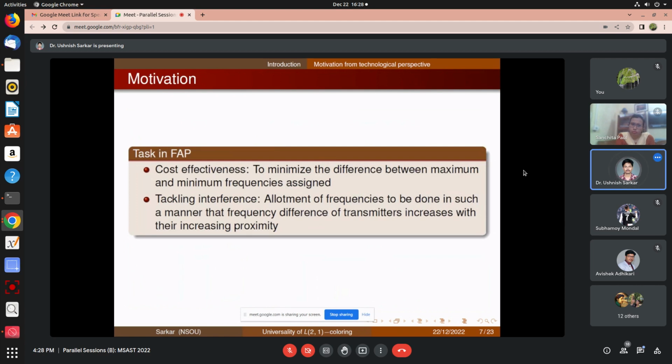So in FAP, the frequency assignment problem, we actually have two tasks. One is to minimize the cost, or improve cost effectiveness. That is, to minimize the difference between the maximum and the minimum frequencies assigned. And simultaneously, we also have to perform another task, that is tackling the interference. That is, the allotment of frequencies is to be done in such a manner that the frequency difference of the transmitters increases with their increasing proximity, or nearness.